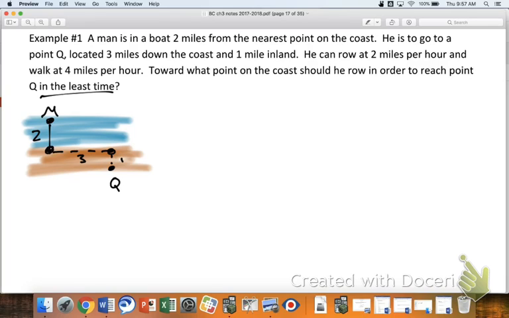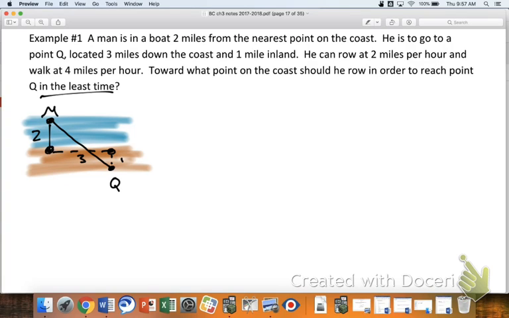So this guy has some options, right? If he was trying to minimize distance, what would he do? Well, yeah, diagonally, but specifically in which direction? He would go exactly straight at point Q, wouldn't he? If he's trying to minimize distance, he would basically just do that. But here's the problem with that. He's significantly slower in the boat than he is walking.